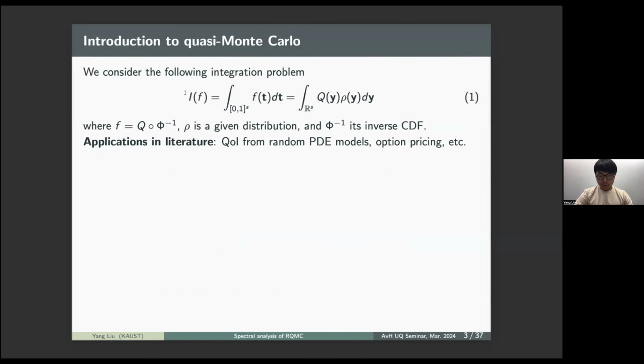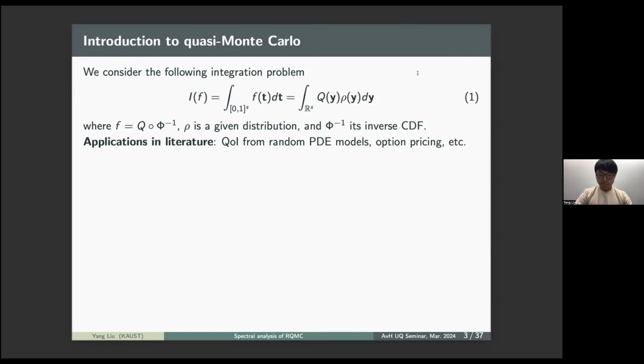The problem that we want to study is the following integration problem. We consider the integration in this s-dimensional unit hypercube of the integrand f. But more often, this problem comes from the integration in R^s. So in that case, if we want to apply quasi-Monte Carlo, we need to apply the inverse transformation, from this R^s to a unit hypercube. And this is usually done by the inverse CDF of the given distribution.